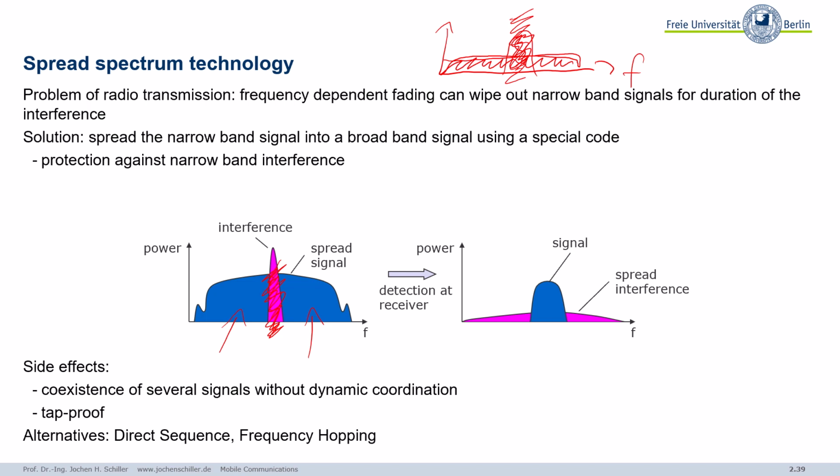So the interesting part is, it all depends on the code, how you do this spreading. There are different versions, different technologies, direct sequence spread spectrum or frequency hopping spread spectrum, both used in real systems. And depending on the code you apply for spreading and on the technology, you can have several signals in the same space, the same time, without dynamic coordination. And it's even tap proof. If you do not tell this code to anyone, well, you cannot listen into the communication.